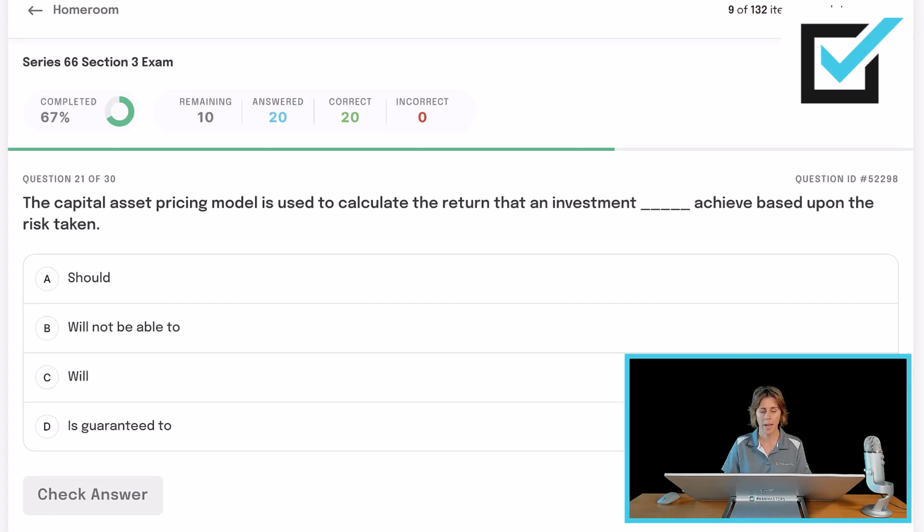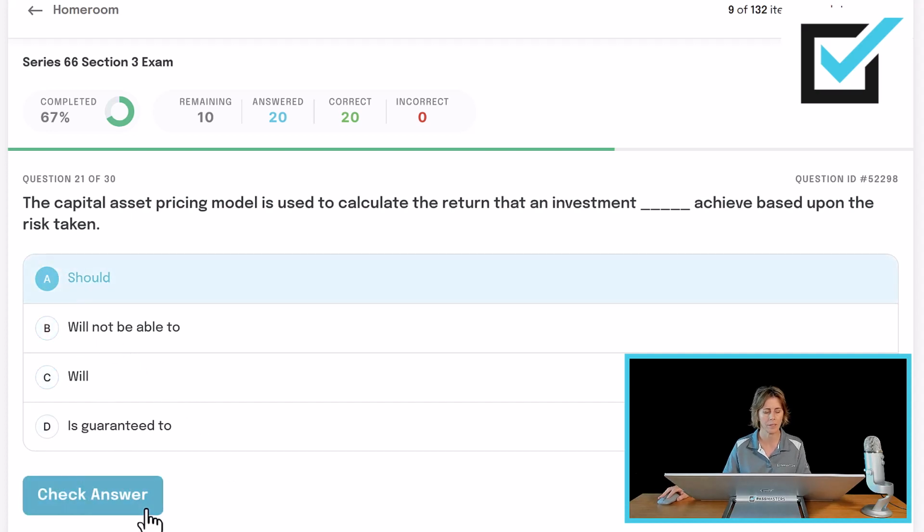The capital asset pricing model is used to calculate the return that an investment should achieve based upon the risk taken. So the capital asset pricing model is used to determine expected return. So the return that an investment should, will not be able to, will, or is guaranteed to. What's the best word for that? It is what an investment should achieve based upon the risk taken.